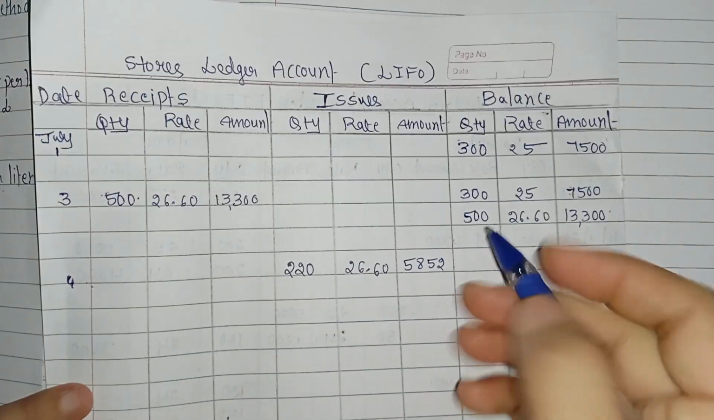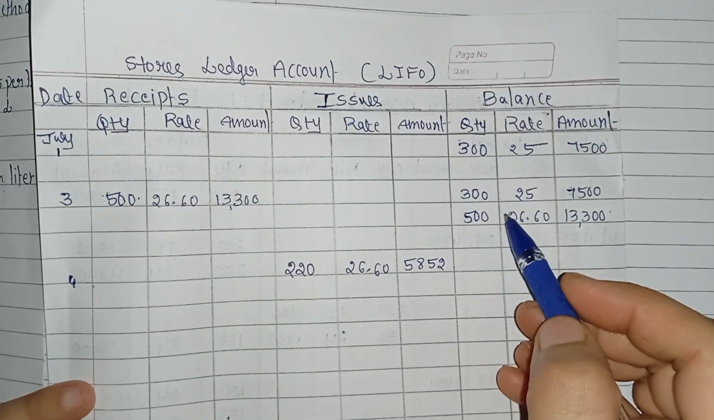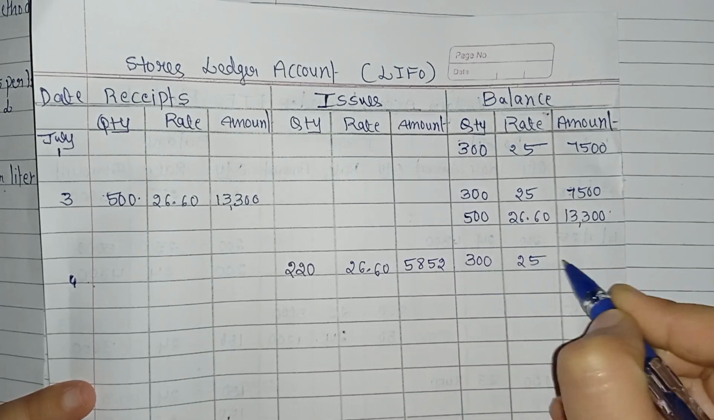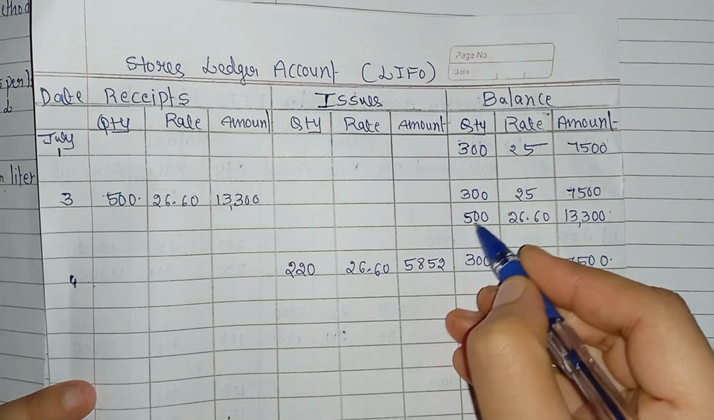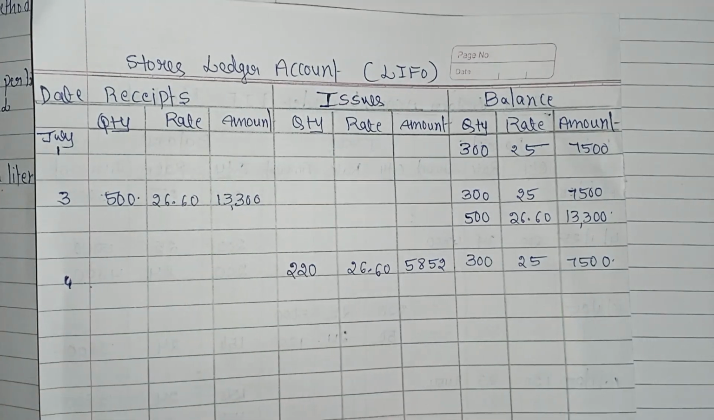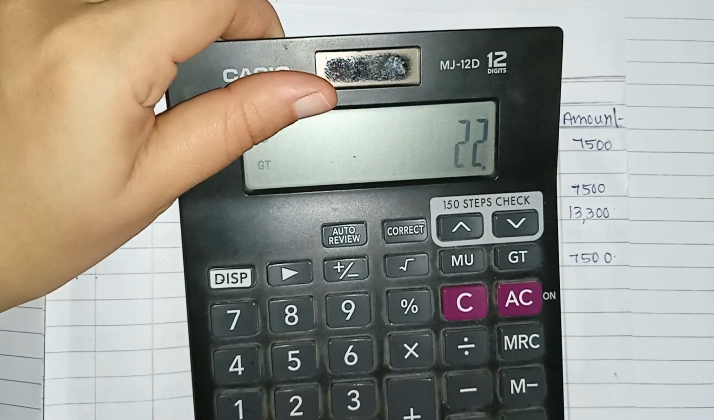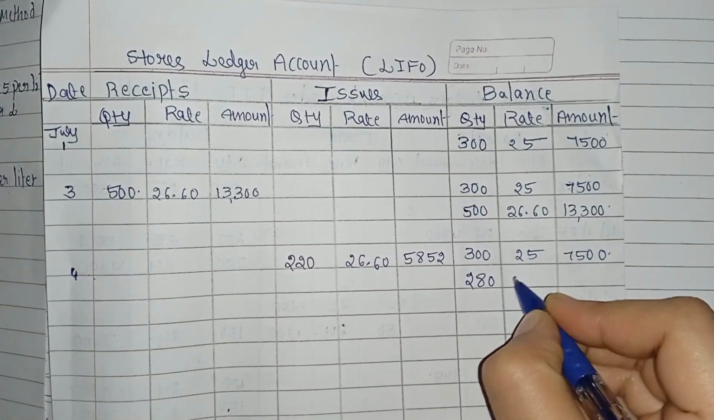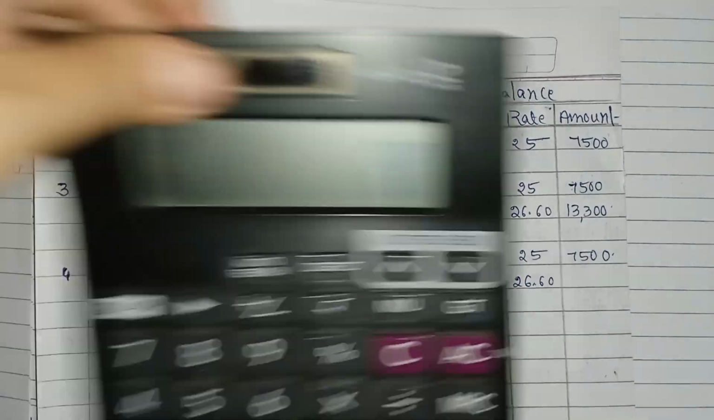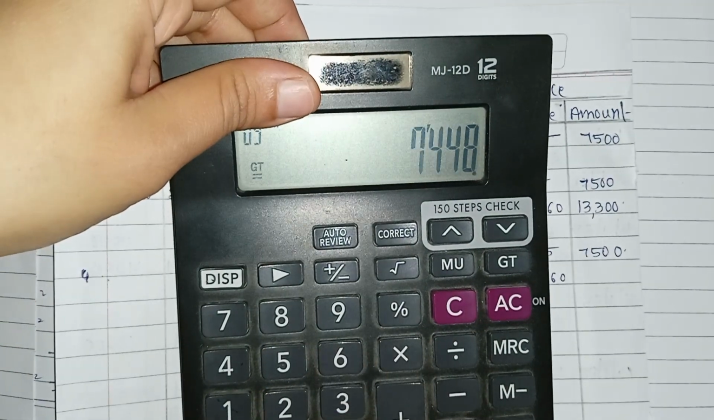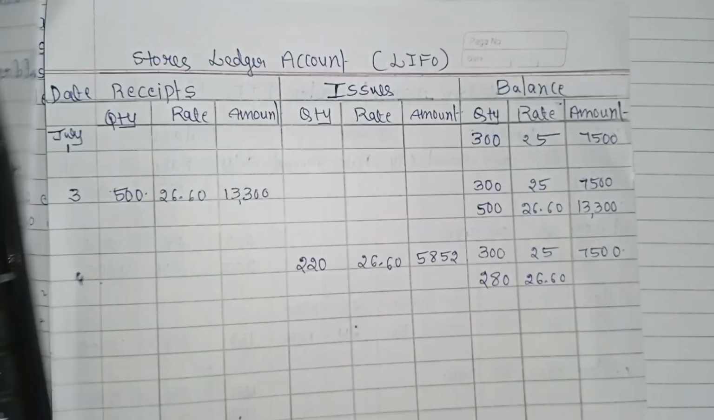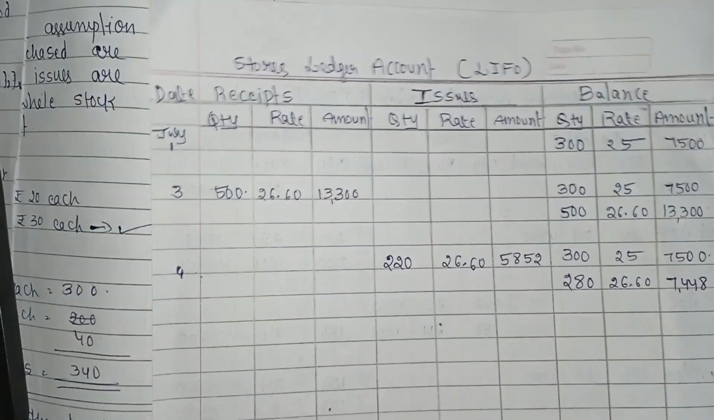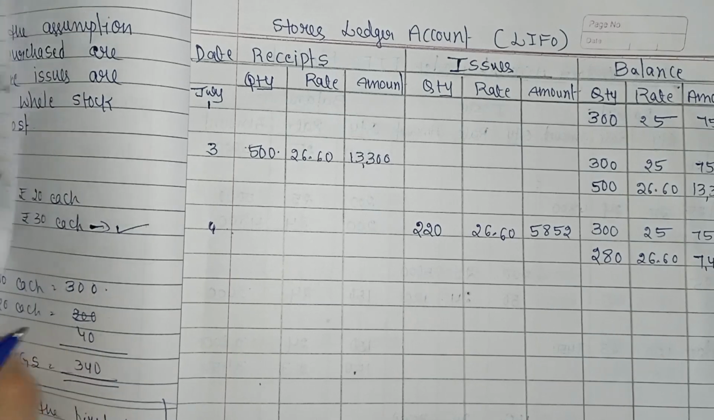5,852. Now go to the balance column. Out of the oldest stock, we have not utilized anything, which means we have not issued any stock. Write it down as it is. And out of 500, we issued 220 liters. Clear? Means 500 minus 220. So the remaining stock with us is 280 at the rate of 26.60. 280 into 26.60 is equal to 7,448. Clear? Now we will move to the next transaction.